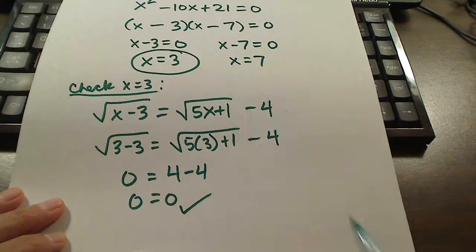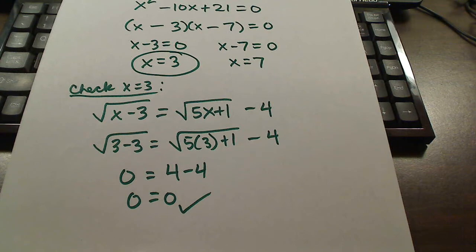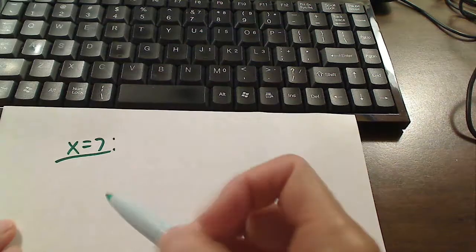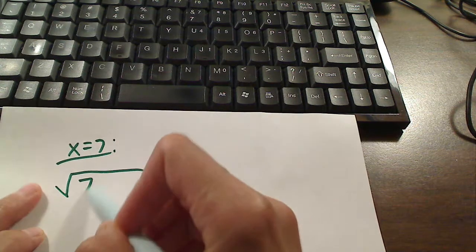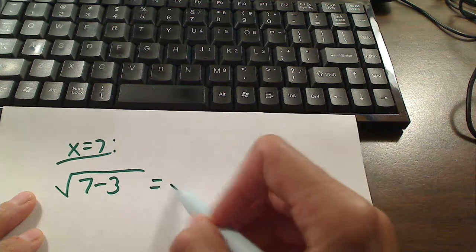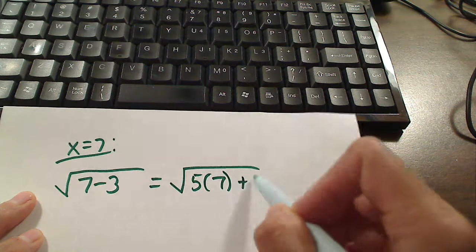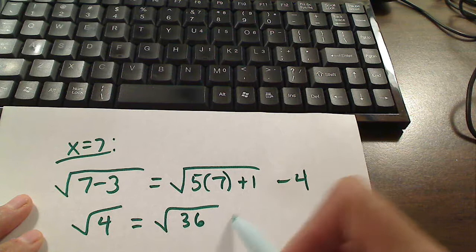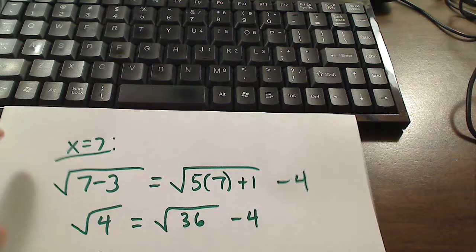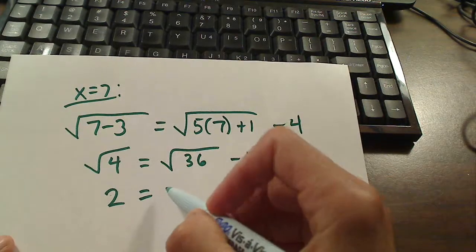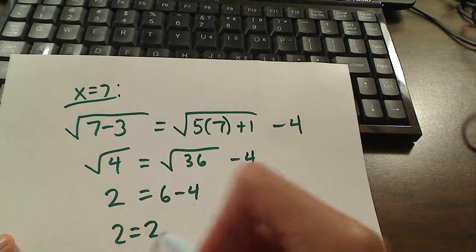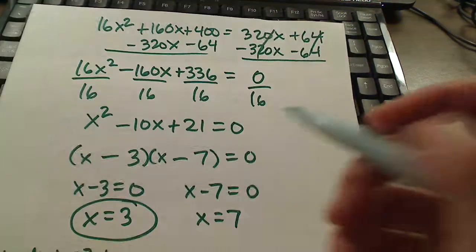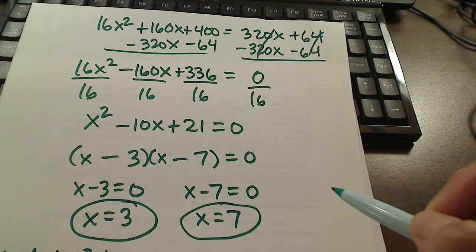Okay, and let's go ahead and also check x equals 7. Plugging x equals 7 into that equation, we've got the square root of 7 minus 3 and 5 times 7 plus 1 minus 4. So this is the square root of 4. This is the square root of 36. And here we have 2 equals the square root of 36 is 6 minus 4. So 2 equals 2. So that one also checks. Okay, so there actually are 2 solutions for this problem, x equals 3 and x equals 7.